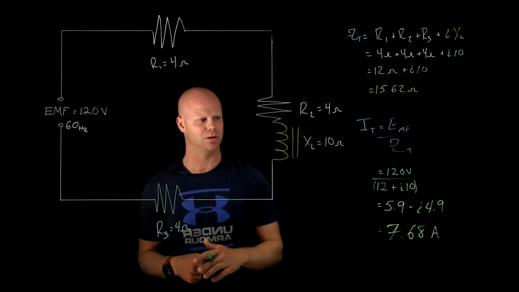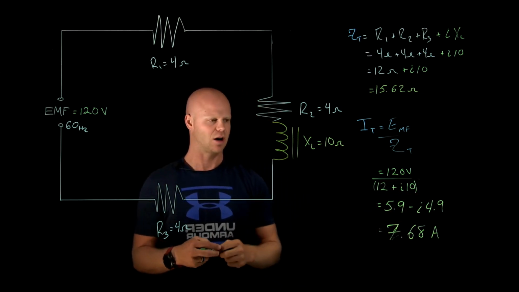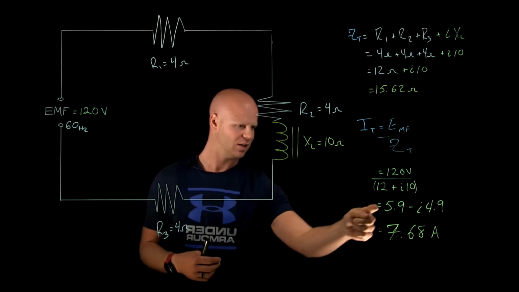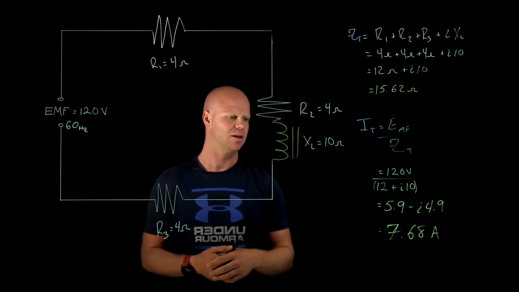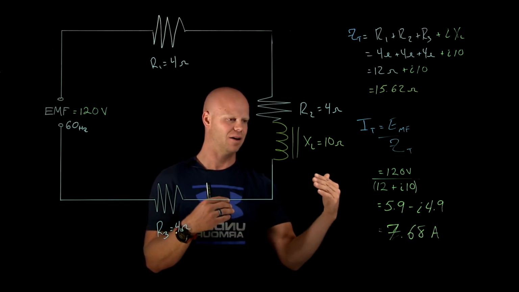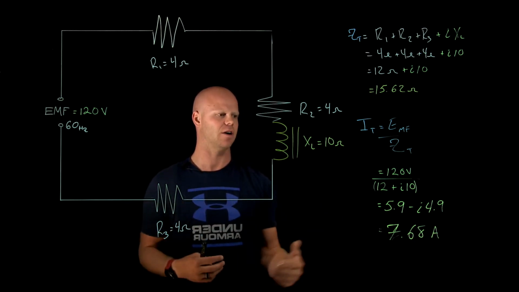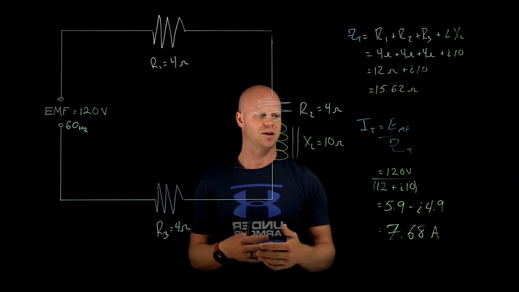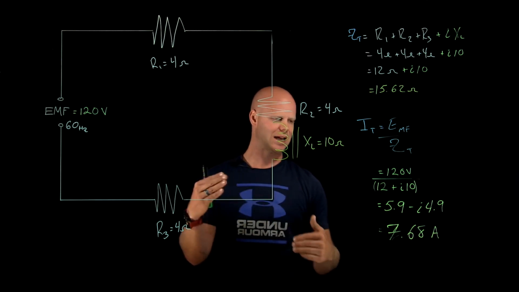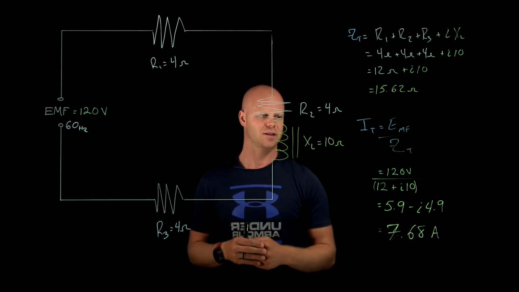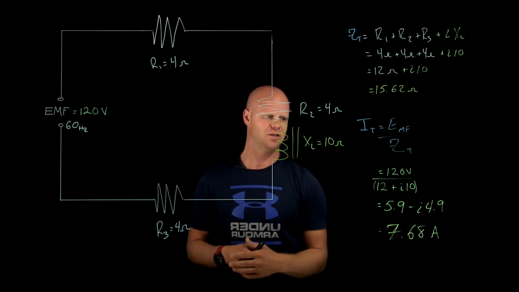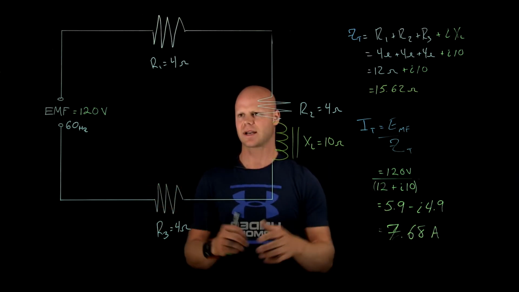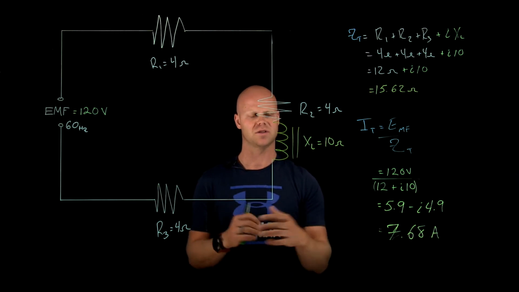The great thing about this is if I wanted to know the real power of this circuit, it's coming from my 5.9 amps of active current. If I wanted to know my quadrature power, well, it's coming from the 4.9 on my vertical axis, or my imaginary current, my out-of-phase current. Those two values are very, very important for us. So this is just rectangular form and how we can use some of those values.